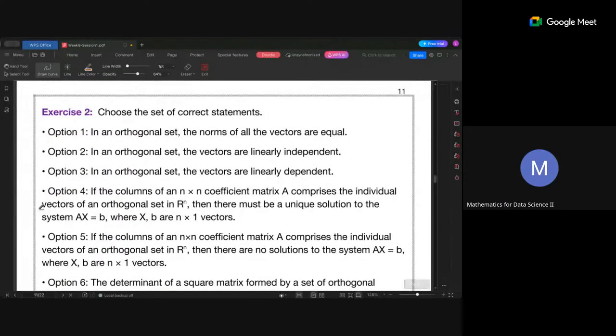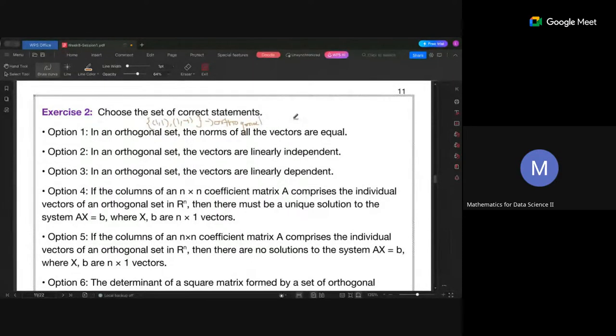Now let us look at exercise two. In an orthogonal set, the norms of all the vectors are equal. Is this true? No, ma'am. If it is orthonormal, then it is true, but for only an orthogonal set, it is not true. For example, consider this vector. Are they orthogonal? Yes, ma'am. They are orthogonal.